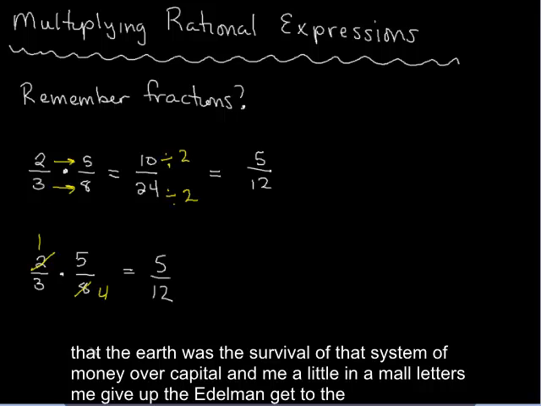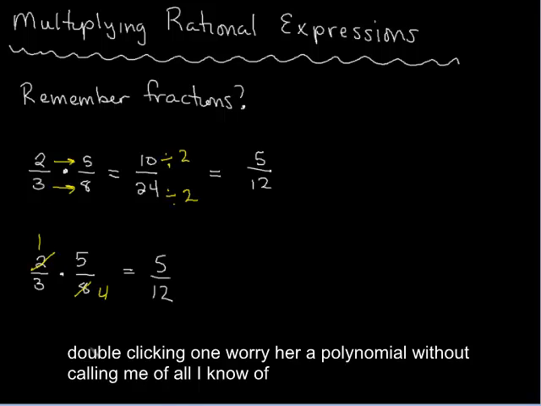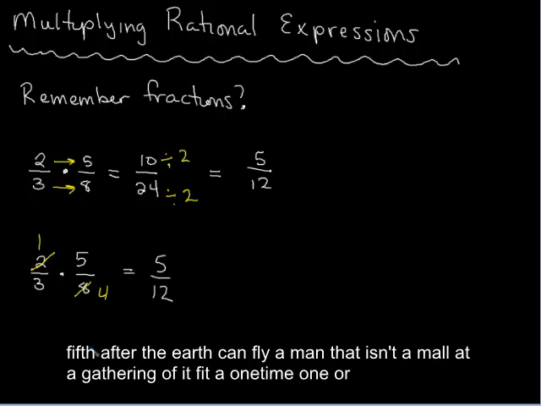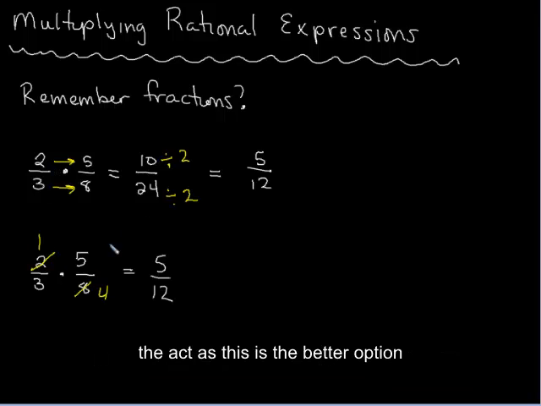But when we get to the more complicated ones where you have polynomials on top of polynomials and you're multiplying those, it is an incredible time saver to reduce first. So you factor everything first, you cancel out anything that matches, and then you multiply together. It saves a lot of time and a lot of work. So in that case, this is the better option.